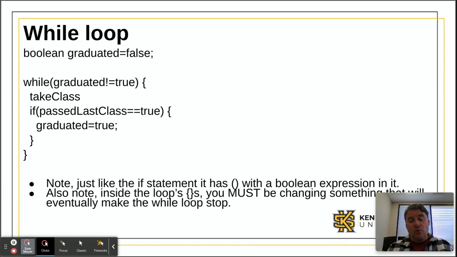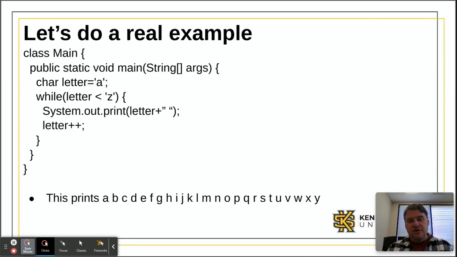The while statement will always have the word while, it will always have those parentheses, and it will always have the curly braces with the code in it. And somewhere in that code, there should be something that will eventually change the Boolean condition that we're checking. Otherwise, it's never going to stop. All right, so let's look at another example.